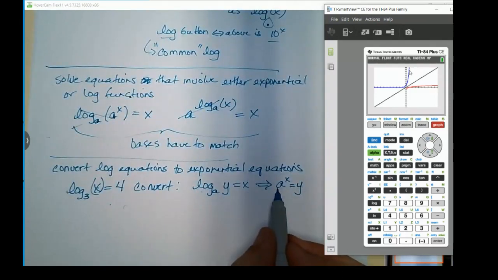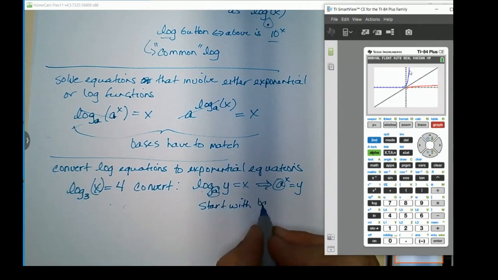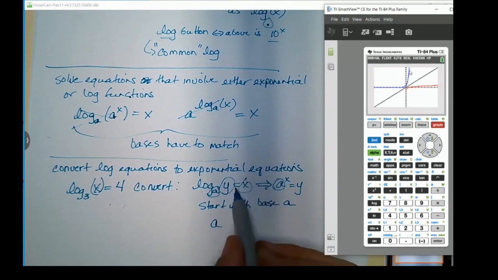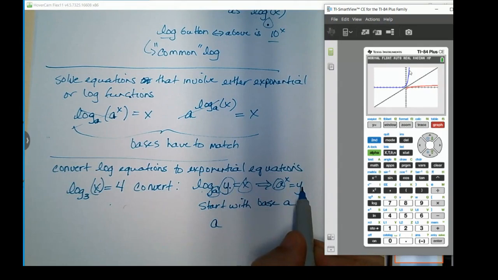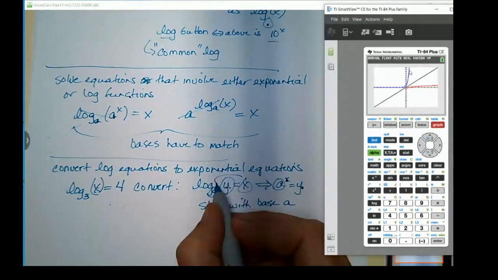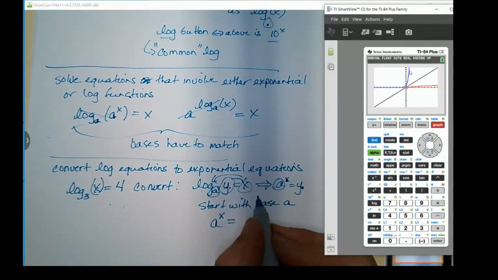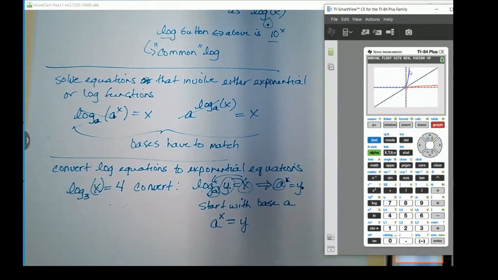So what we're doing with this is we have to have matching bases. So we're going to start with the base, whatever it is. In this one, it's a. And then these two things are going to switch places. Notice to get from here to here, the y went to the other side of the equation, and the x became the exponent. So really we're just moving things around. The x is going to come over here and be the exponent. The y is going to move over to the other side of the equation.